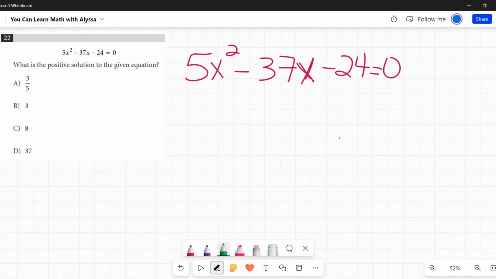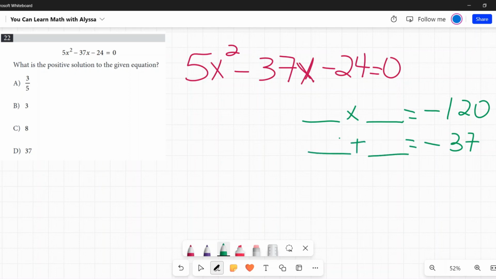we have 5. What you do first is you multiply those two together. 5 times negative 24 is negative 120. And then you take that middle number, negative 37. Now, once you have these two numbers, you're trying to do some problem solving here. You're wanting to figure out what two numbers multiply to get negative 120, but add to get negative 37.